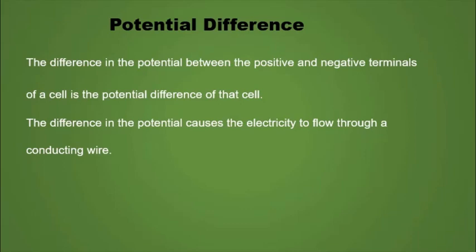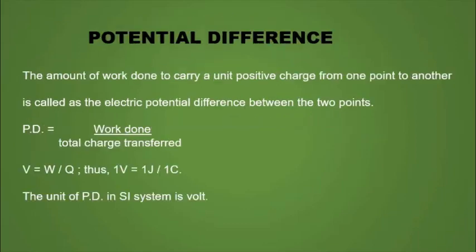If there will be no difference in the potential, that is, one will be not lower and one will be not higher, then how will the electrons flow? So that is why this difference is very much important.